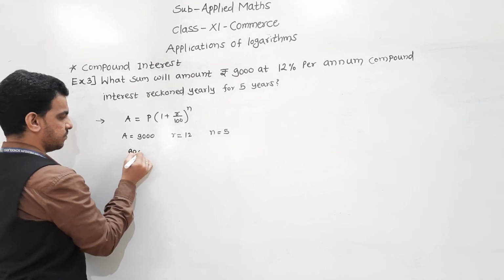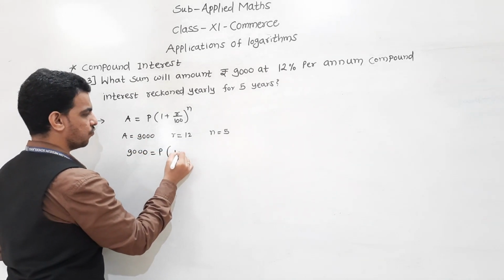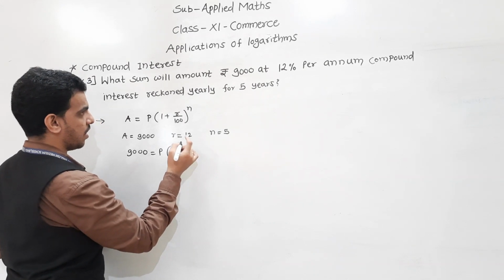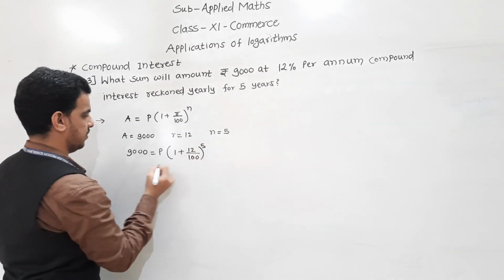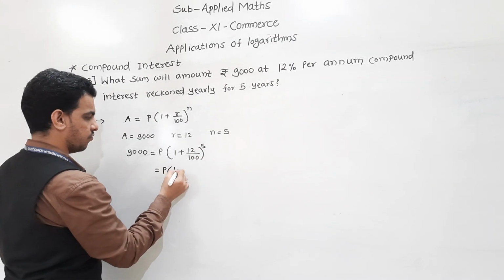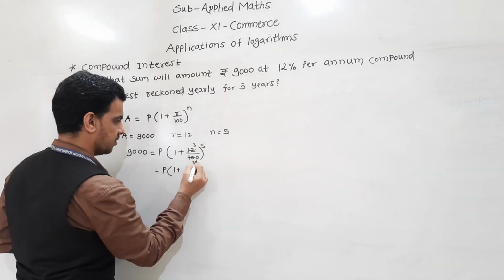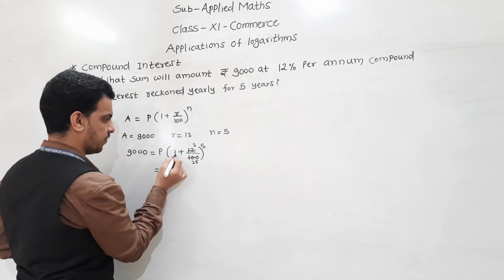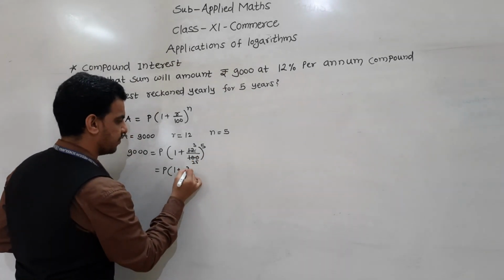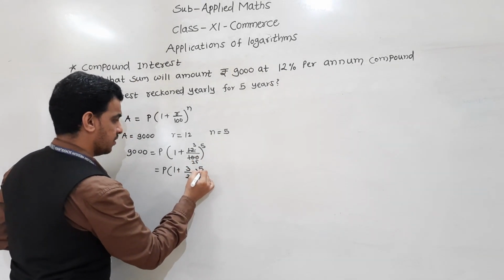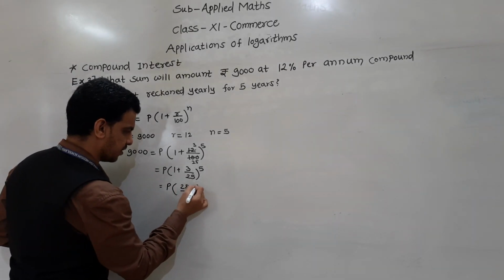So 9,000 is equal to P into 1 plus R 12 upon 100 raised to n is 5. So P into 1 plus it is divisible by 4. 4 3s are 12, 25. So 25 under 25 plus 3, 28. Sorry, here it is 3 by 25. Next step we will write. So P into 28 by 25 raised to 5.